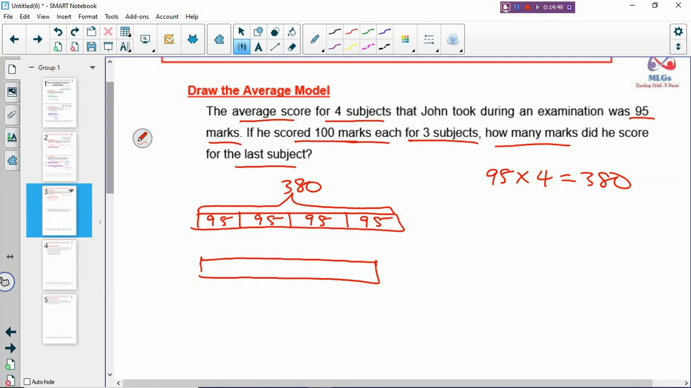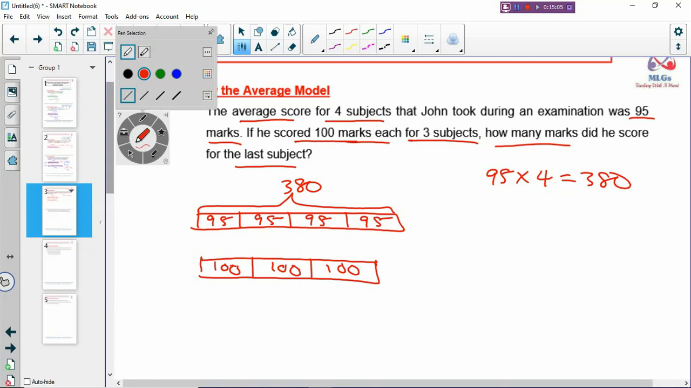Because 100 marks for 3 subjects. So you have 100, and then here 100. So of course the box will be bigger than the previous one. 100 is more than 95. And then the third subject will be 100, right? Okay, now before we continue, once again, I need to bring your attention.